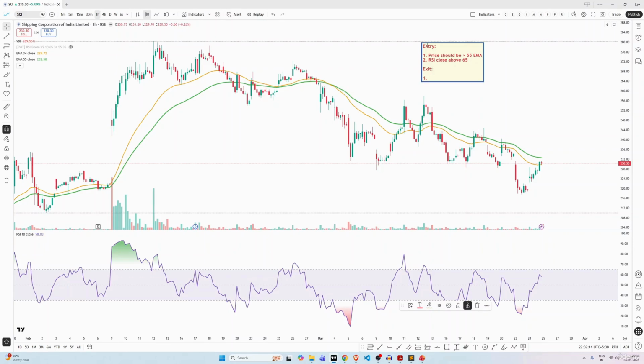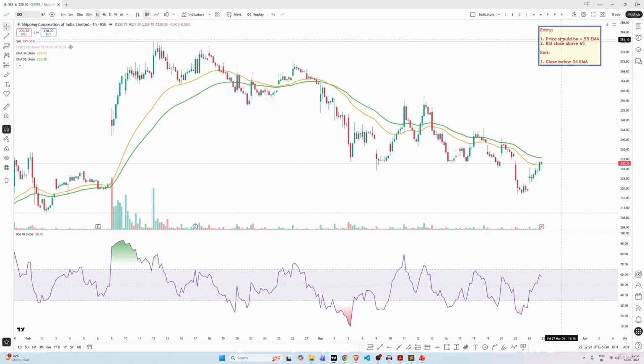There is only one exit condition, which is close below 34 EMA, right? So that's the criteria for this strategy, and I have this chart open. Why this chart? Because this is one of the stocks selected based on our shortlisting criteria. We will cover the shortlisting part in a separate session, but in this video we will only go through the example trades to understand the strategy practically, right?